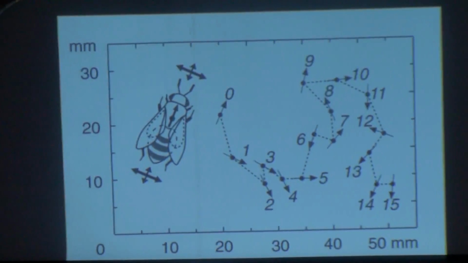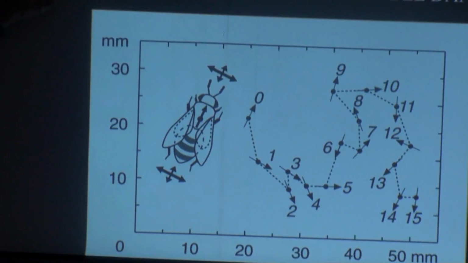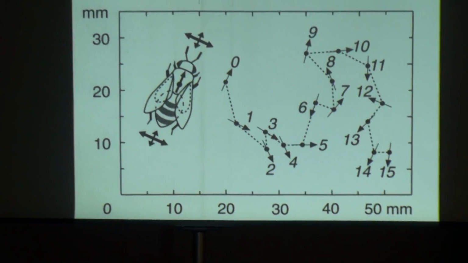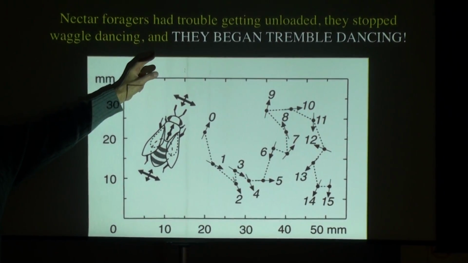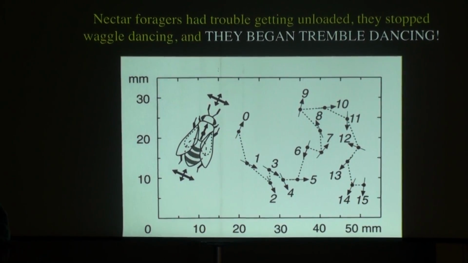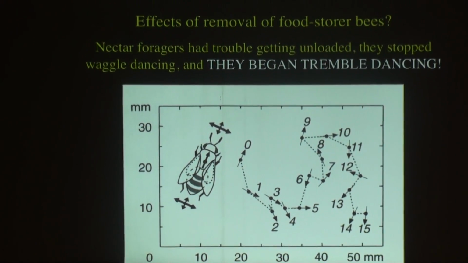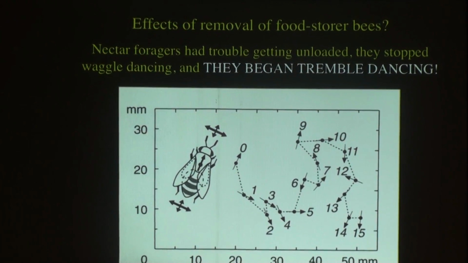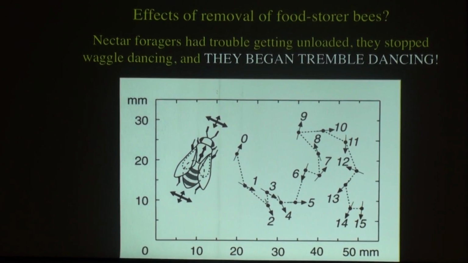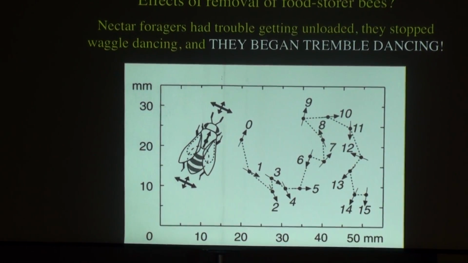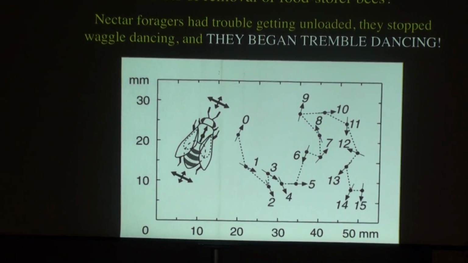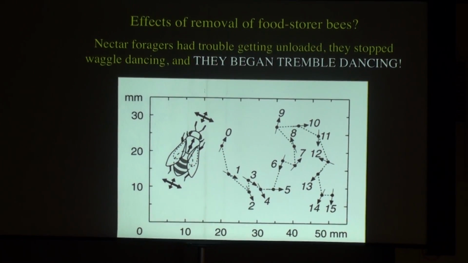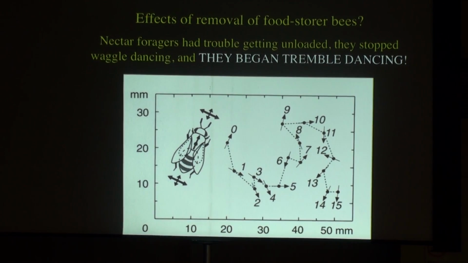What I found was this. The effects of the removal of the food store bees were that, indeed, these returning nectar foragers did have trouble getting unloaded. They did stop waggle dancing, and, to my surprise, they began tremble dancing. I had seen tremble dances before, but like von Frisch, I thought, what would that be? Why is that bee doing that? But now I had suddenly, inadvertently, unintentionally, created a situation where I could turn on the tremble dancing. So now I knew what that bee had experienced, which evidently had caused her to stop waggle dancing and do the tremble dancing instead. I had made it very hard for her to get unloaded.